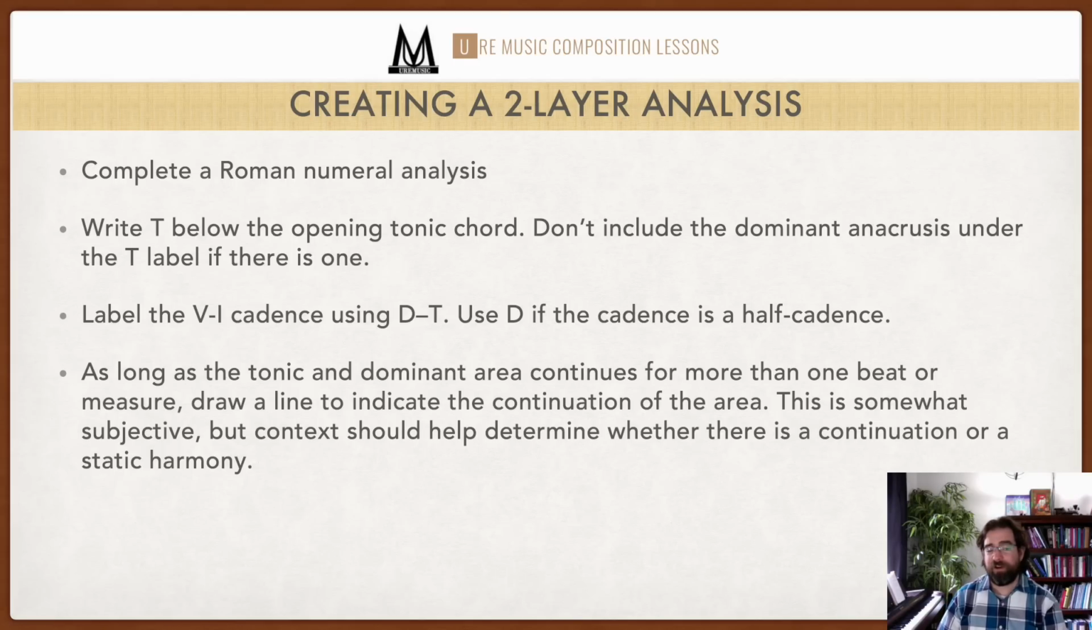As long as the tonic and dominant area continues for more than 1 beat or measure, just draw a line to indicate the continuation of the area. It's going to be somewhat subjective, but typically you can look at the melody, the chords, the harmonic rhythm. You can look at all these different features to determine whether or not there's a continuation or a static harmony in the piece.